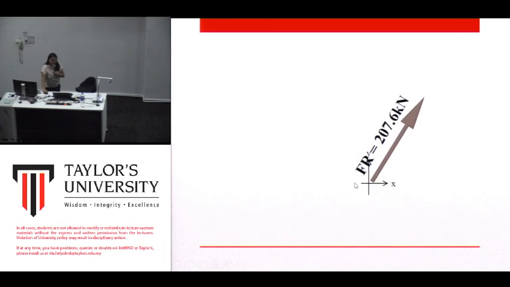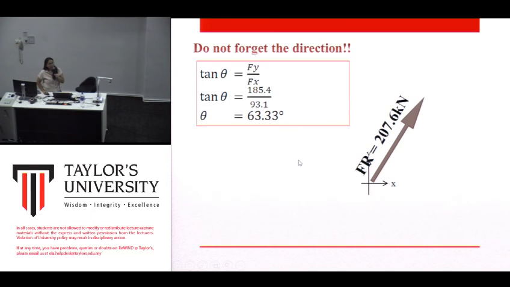Alright, so this is the resultant force that we found. However, this is insufficient because you have to tell me the direction. Don't forget the direction. By using the tangent function, you'll find that theta equals 63.33, which is over here. Okay? So far so good? Questions? Okay, no questions. So let's look at example 2.